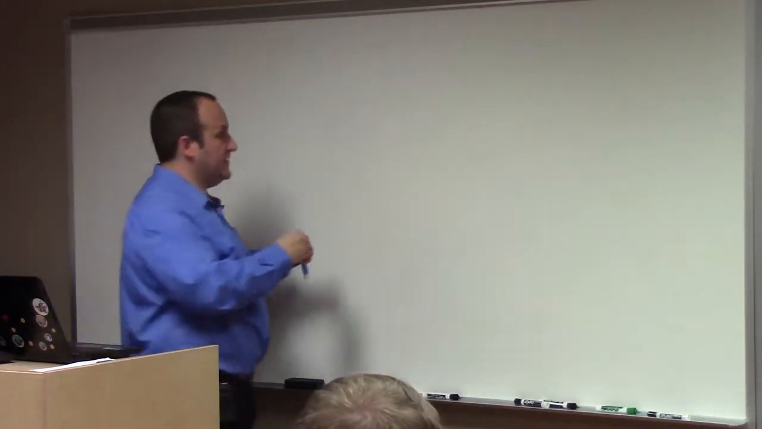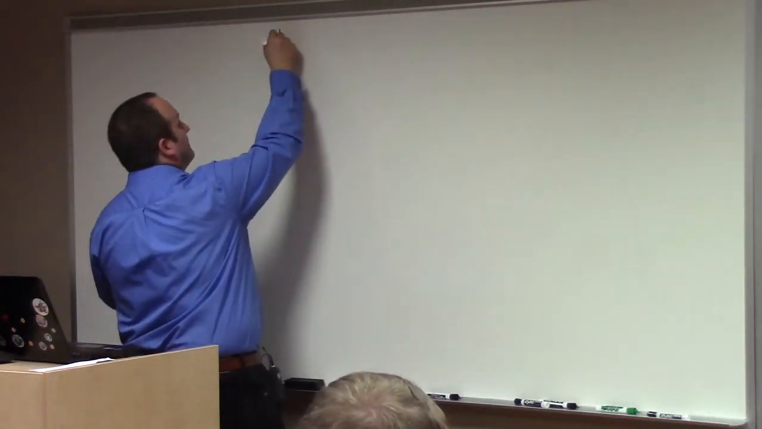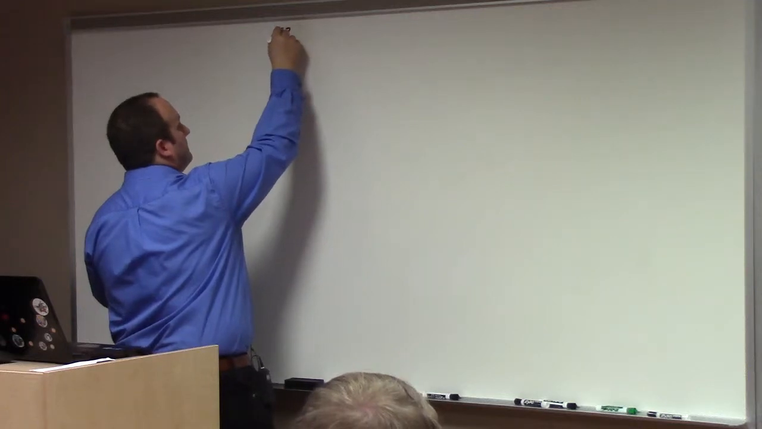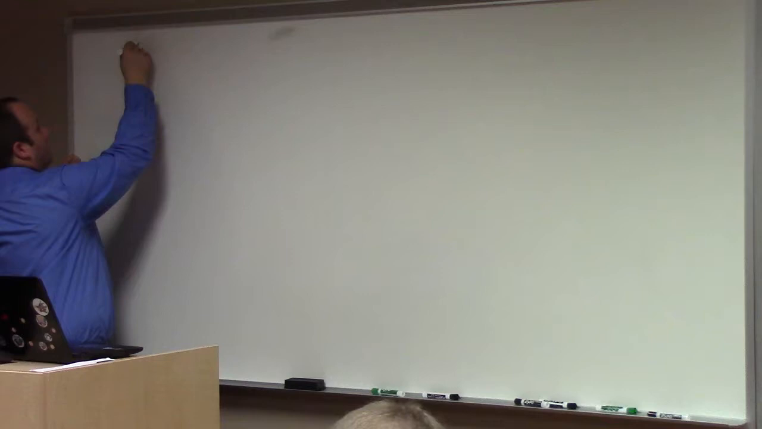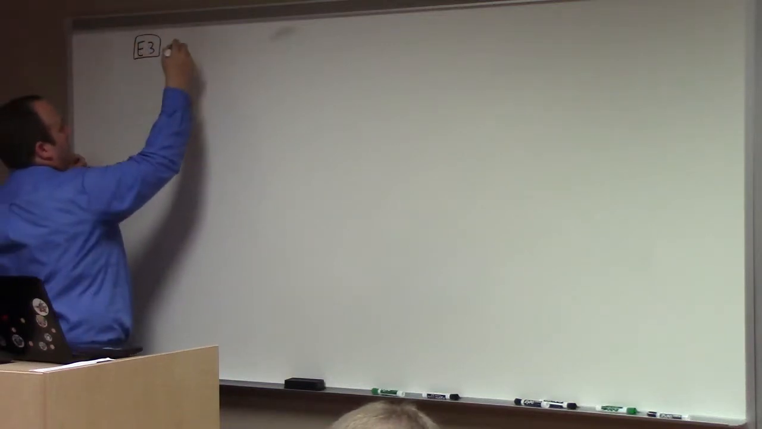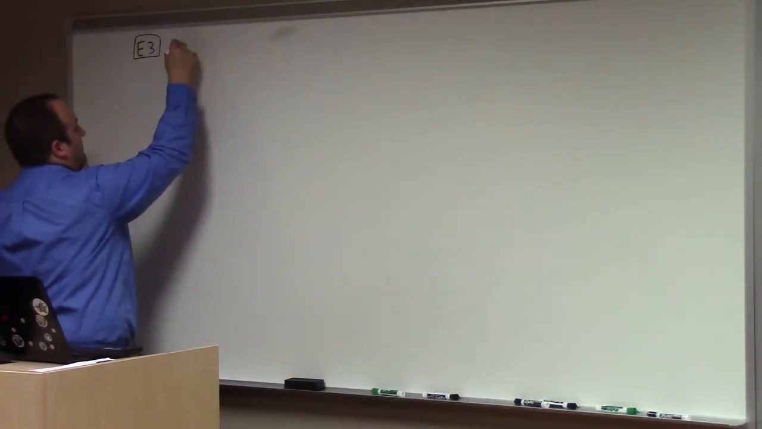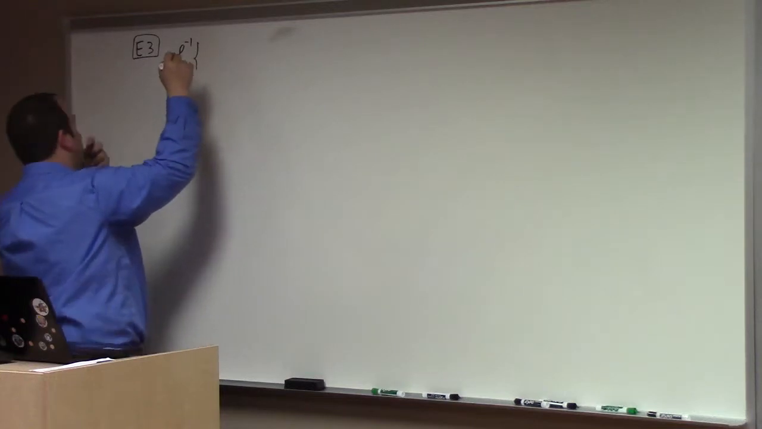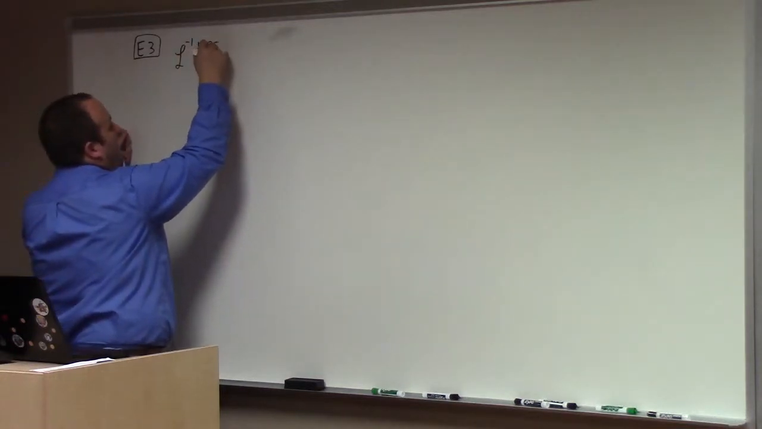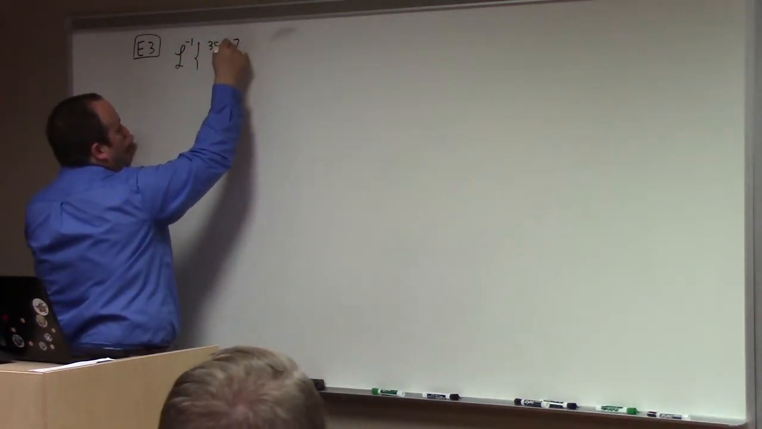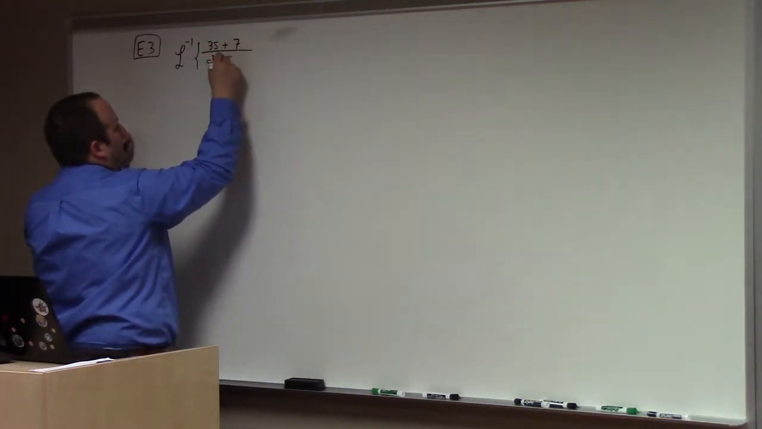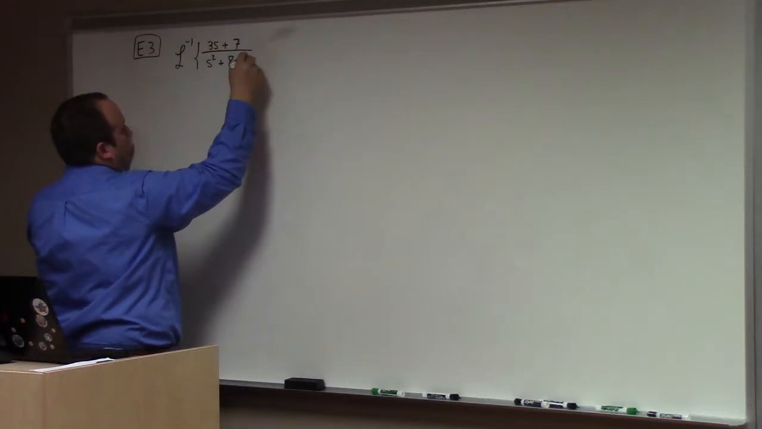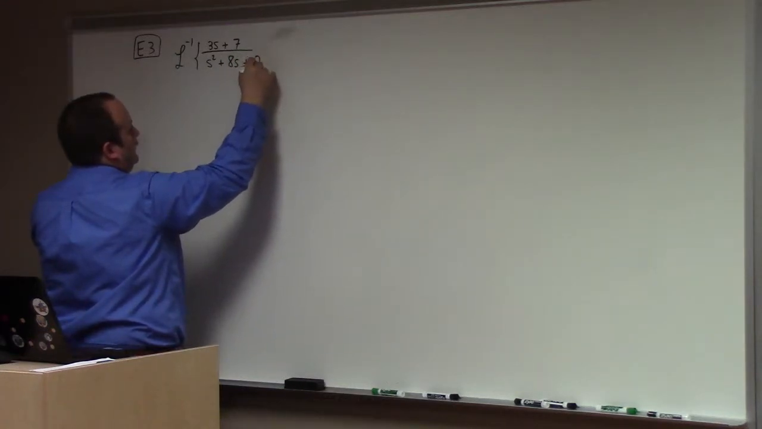Here's another one, example 3. And I'll put it over here a little bit. Example 3. Let's calculate the inverse Laplace transform of (3s plus 7) divided by (s squared plus 8s plus 25).